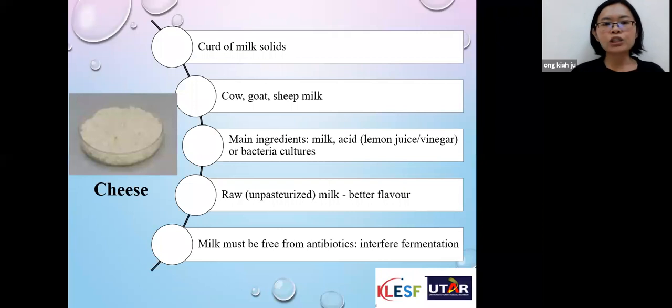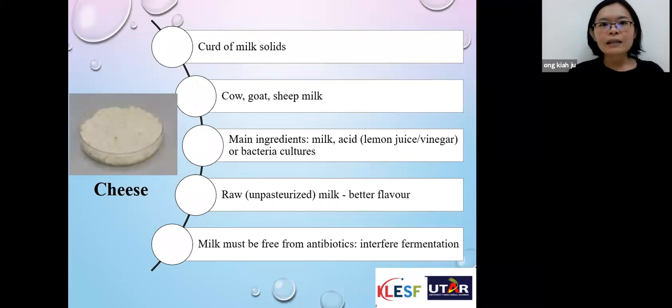Okay, cheese is actually a curd of milk solids, and you can use cow, goat, or sheep's milk to produce cheese. The main ingredients to produce cheese are milk and acid. You can get the acid from lemon juice or vinegar, or you can use bacterial cultures to produce your cheese. Normally raw or unpasteurized milk is better because it will give you better flavor. And the milk must be free from antibiotics because antibiotics will interfere with the fermentation process. Okay, that is the basic introduction about cheese.